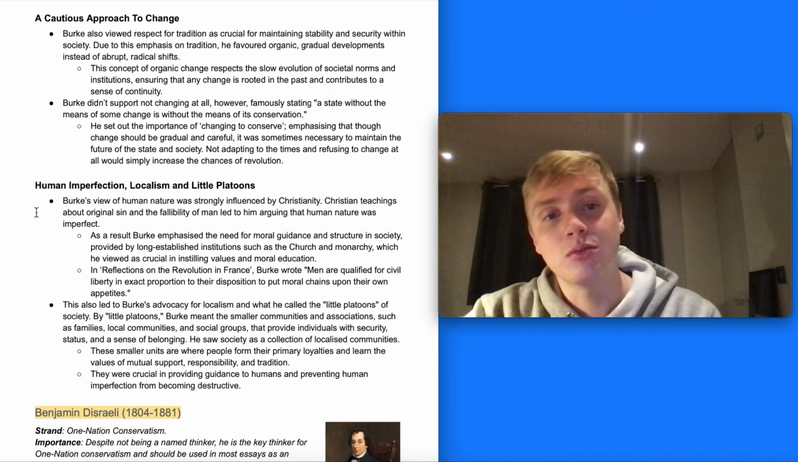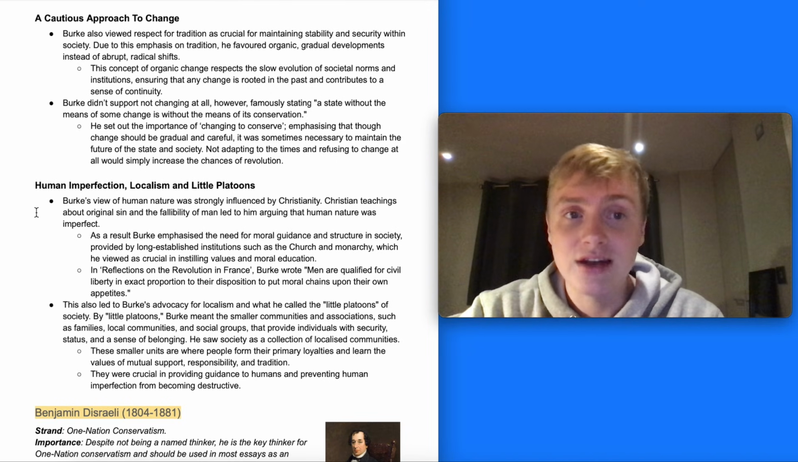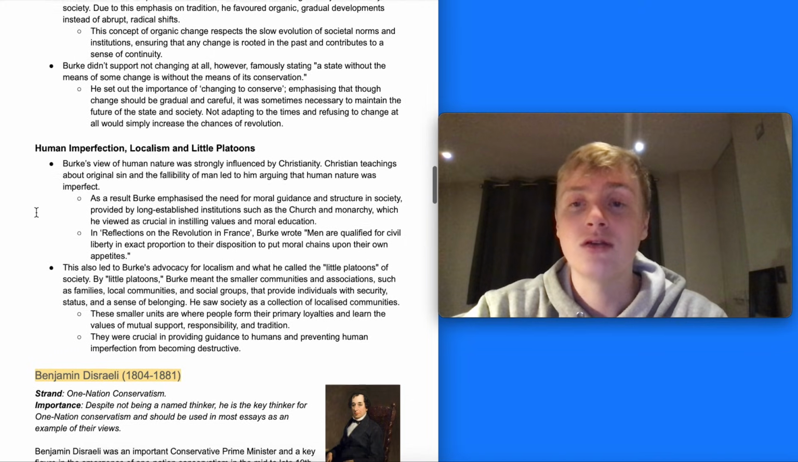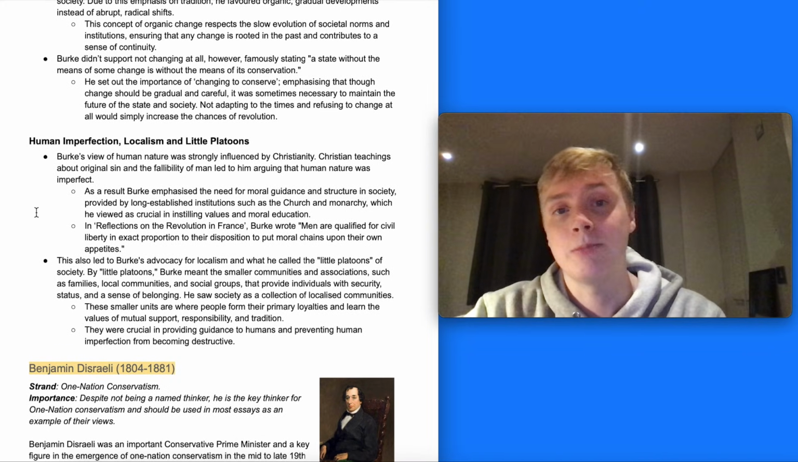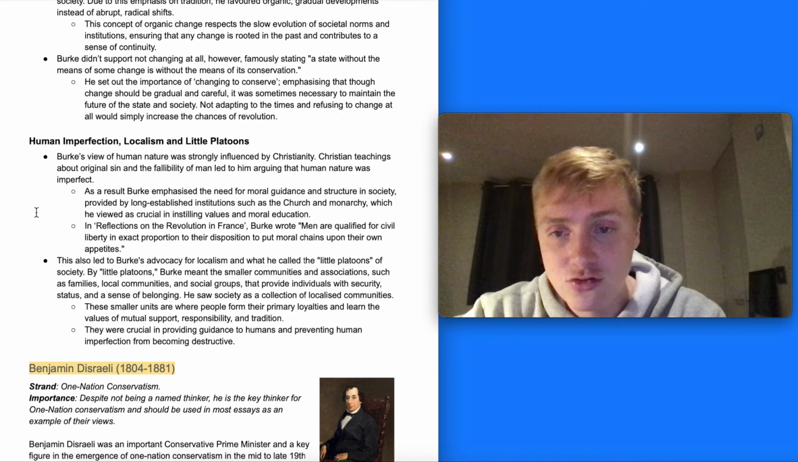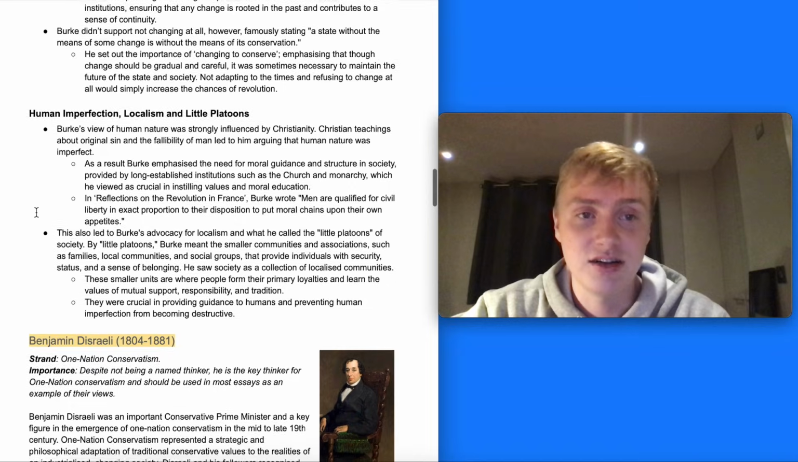But he did also support the idea of changing to conserve, saying that a state without the means of some change is without the means of its conservation. This emphasizes that you sometimes need to change. Change should be gradual and careful, but sometimes you need to do it in order to maintain tradition, prevent revolution effectively, and prevent upheaval in society.